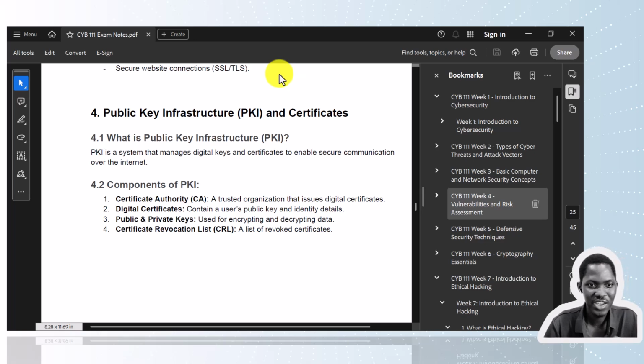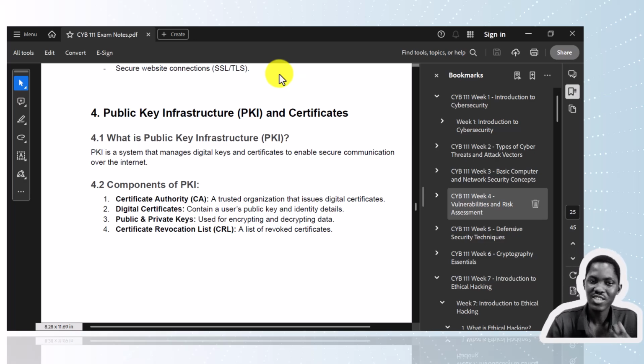What is certificate authority? This component is just a trusted organization, an authority, that's been given the responsibility to handle these things. So it's a trusted organization that issues digital certificates. So that's the certificate authority. There are a lot of authorities out there, trusted organizations that have been saddled with the responsibility of issuing digital certificates.